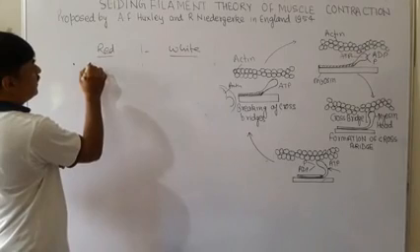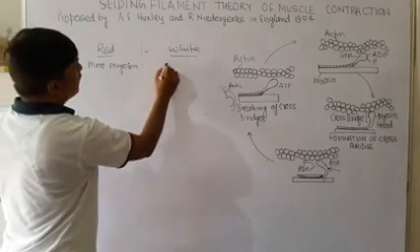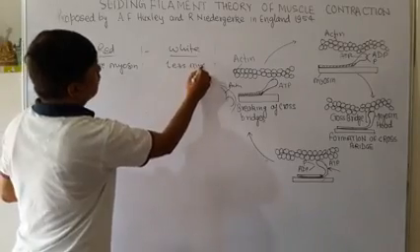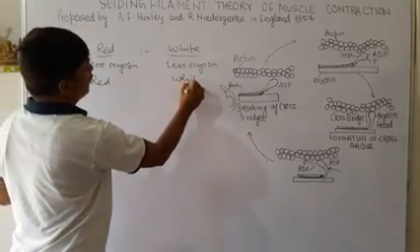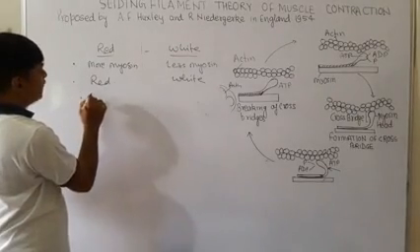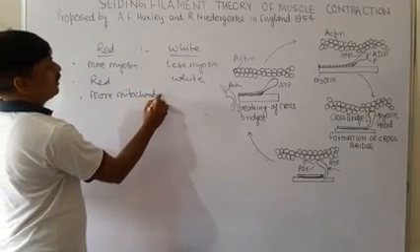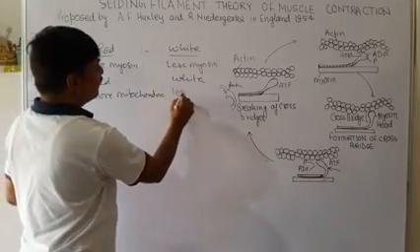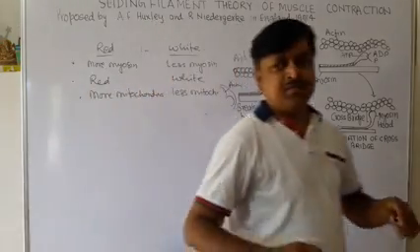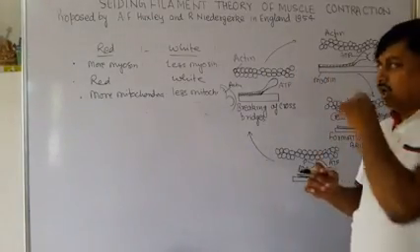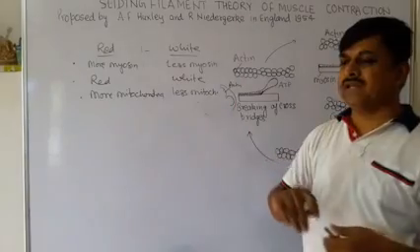Red muscle contains more myosin, and white contains less myosin. Clear? This is red in color, this is white in color. Clear, student? Now it has more mitochondria, whereas it has less mitochondria. Clear, student? So these are the basic differences. Clear? Or here you can say it has less sarcoplasmic reticulum, it has more sarcoplasmic reticulum.